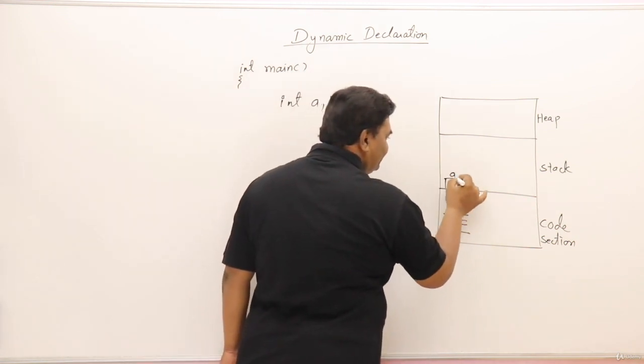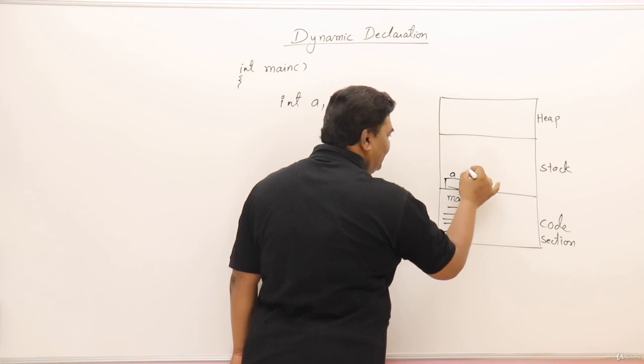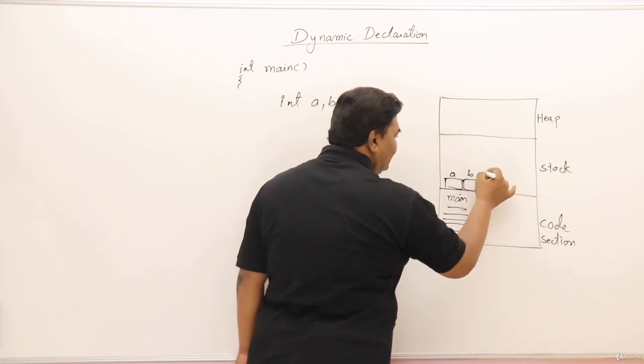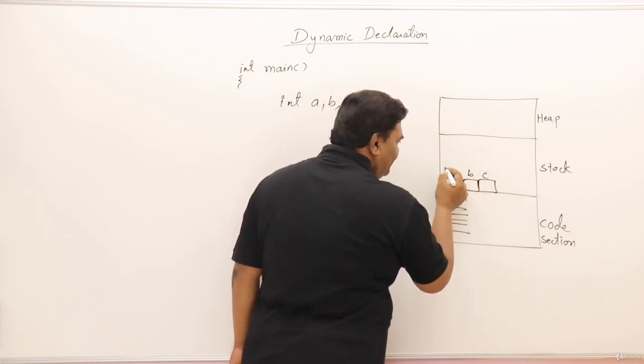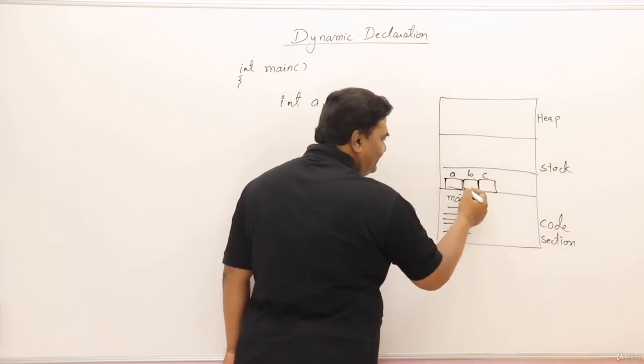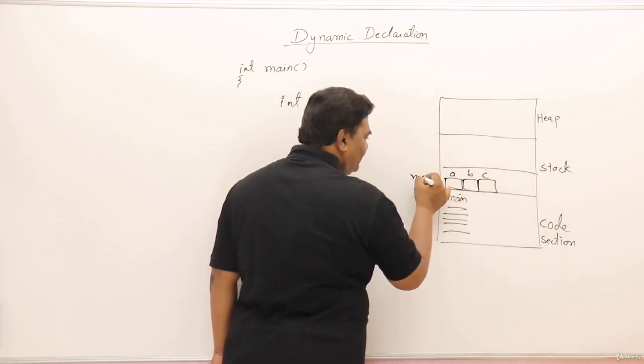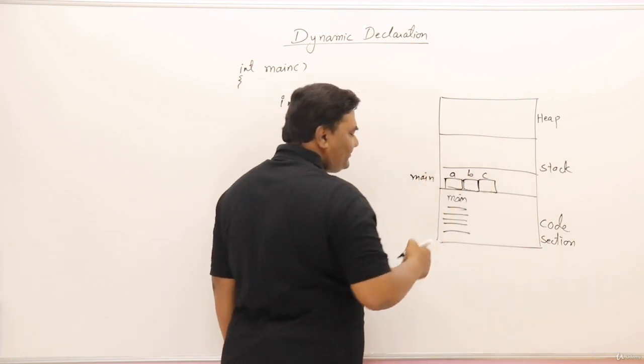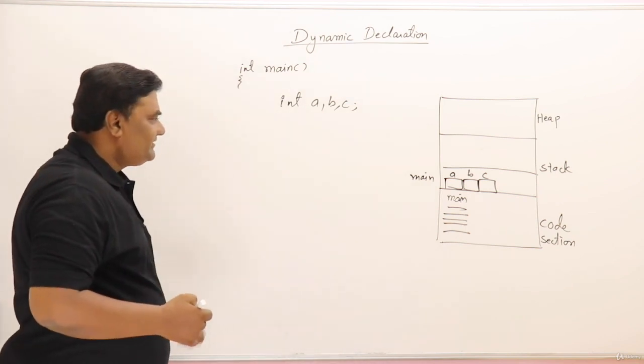for A are given inside the stack, then 2 bytes for B are given, and 2 bytes for C are given. So this total block of memory, I'll just put a bar here to show that this memory belongs to main function. So this is called as activation record of main function. So it's occupying total 6 bytes of memory.